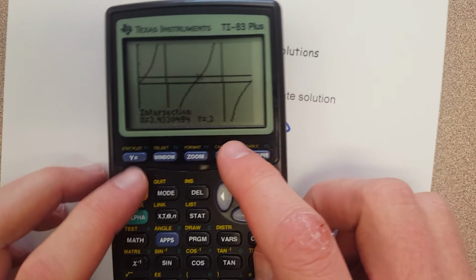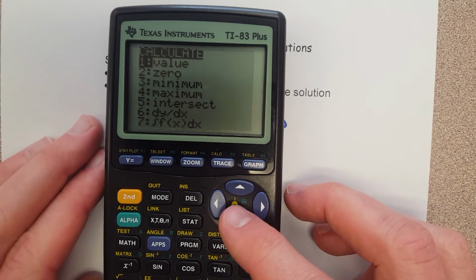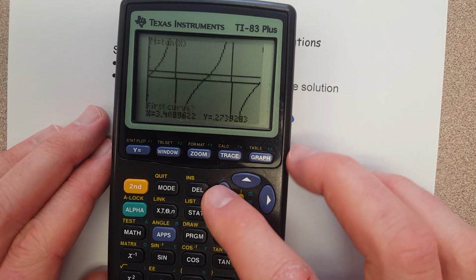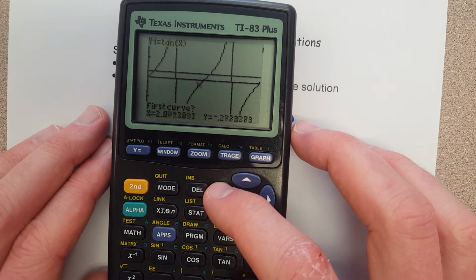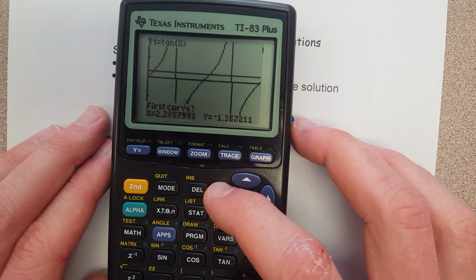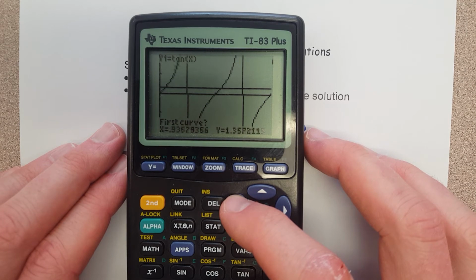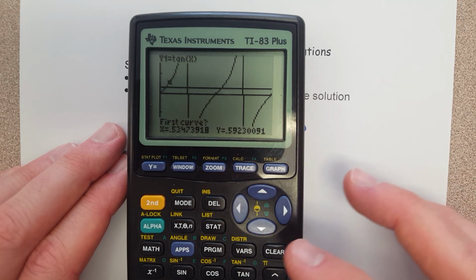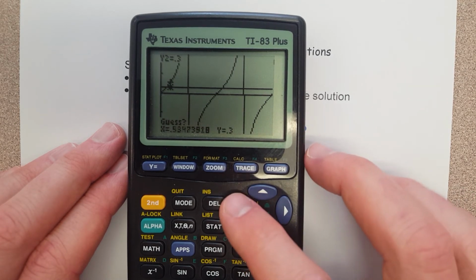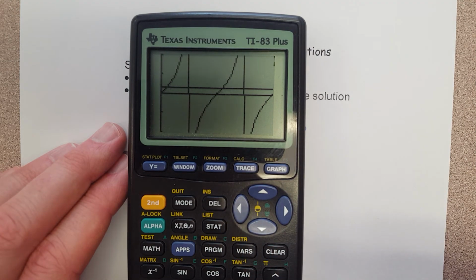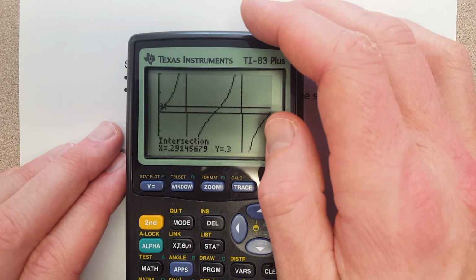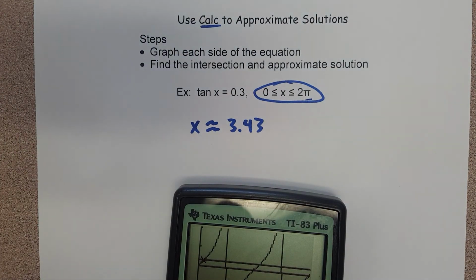And then I've got to go second trace again, intersect, and I'll go all the way over here this time. There we are. First curve, second curve, and then a guess. And it looks like we have about 0.29 as another solution.